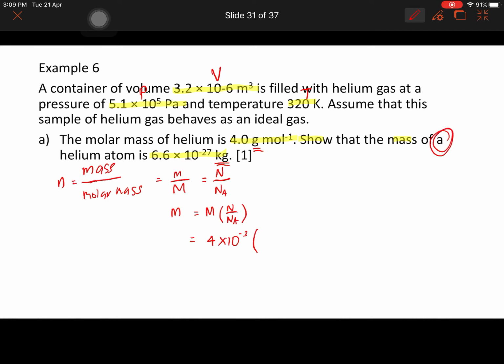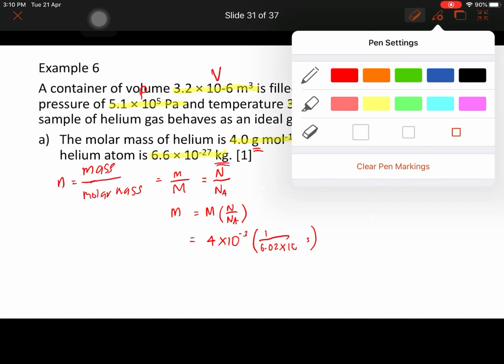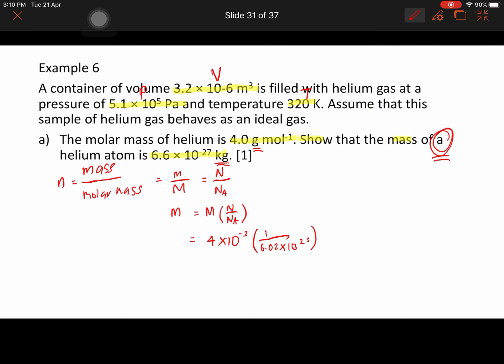They asked for the mass of a helium molecule. Please take note of that. So we're talking about one molecule. So that means our number of particles will be 1 over 6.02 times 10 to the power of 23. Sorry, not minus. Oops. Positive 23. So you type this into your calculator, you would be able to get 6.6445 times 10 to the power of minus 27 kg. So you can show that it becomes 6.6 times 10 to the power of minus 27 kg.